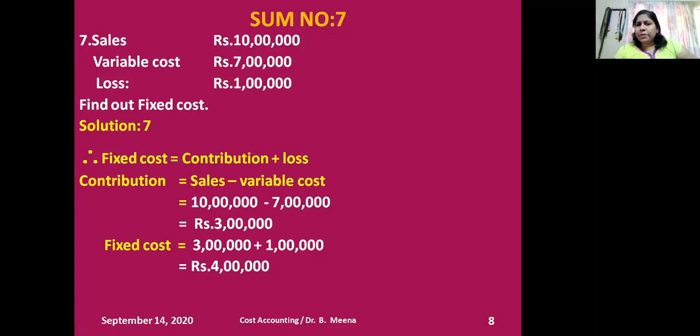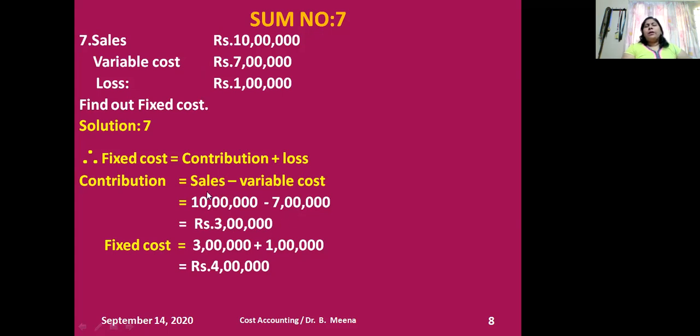What is the marginal cost statement? Sales minus variable cost, that gives contribution. Contribution minus fixed cost, then it will give either profit or loss. In case it is loss, it means your contribution is lesser. So I can derive this formula like that. Fixed cost is equal to contribution plus loss. So fixed cost is not given, but contribution I can calculate by comparing the sales minus variable costs, right? So what is my contribution? 10 lakhs minus 7 lakhs. What is my contribution? 3 lakhs.